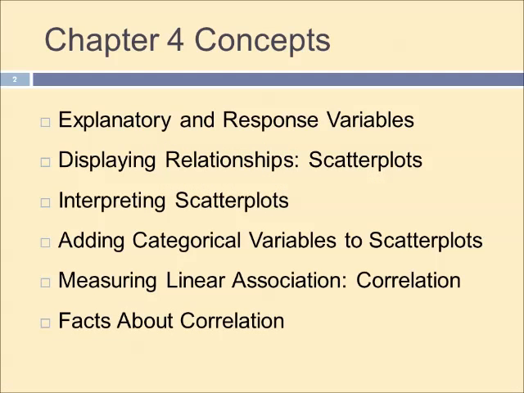Concepts we'll cover in this chapter: the difference between explanatory and response variables. We'll study scatter plots as a way to display the relationship between two variables. We'll interpret scatter plots, add categorical variables to scatter plots, measure the linear association between two variables using what's called correlation, and discuss some of the facts about correlation.